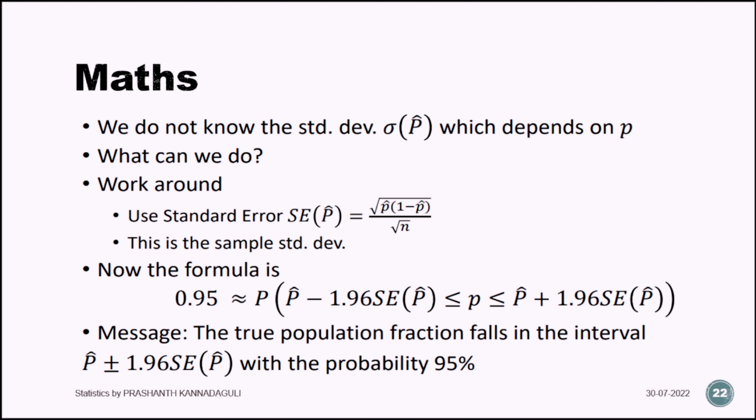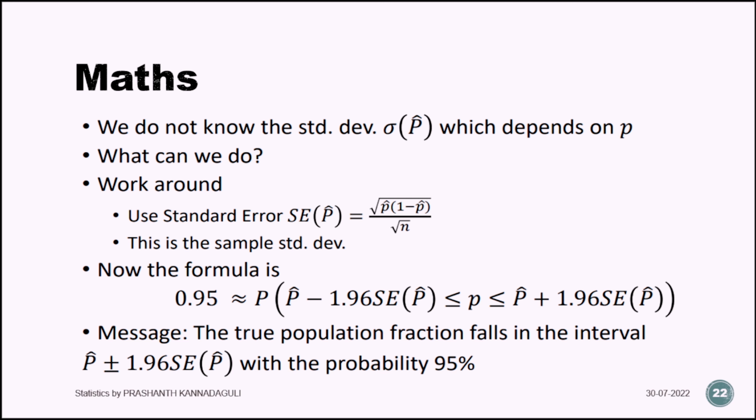So using the p cap, if you update your equation, you see only this term is changed. This was sigma p cap, and on the right hand side also we had a sigma p cap. Replace that by SE of p cap. How do you calculate SE? P cap into 1 minus p cap, divided by n, everything under the root. So update your equation.